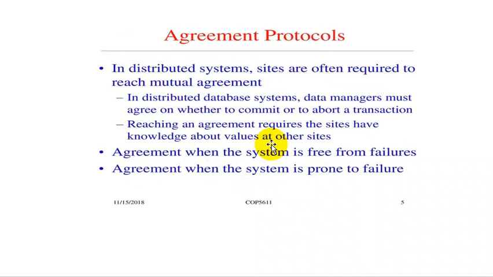Now, we transition into agreement protocols. Distributed sites often need to reach a consensus, for example, deciding whether to commit or abort a transaction in a distributed database. To agree, sites must share information both in normal failure-free scenarios and in environments prone to faults.